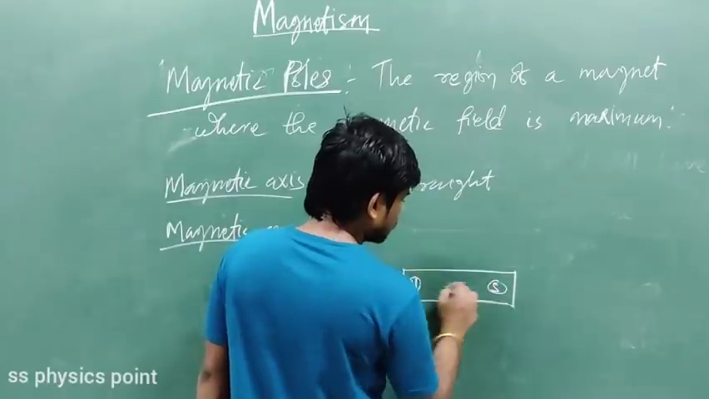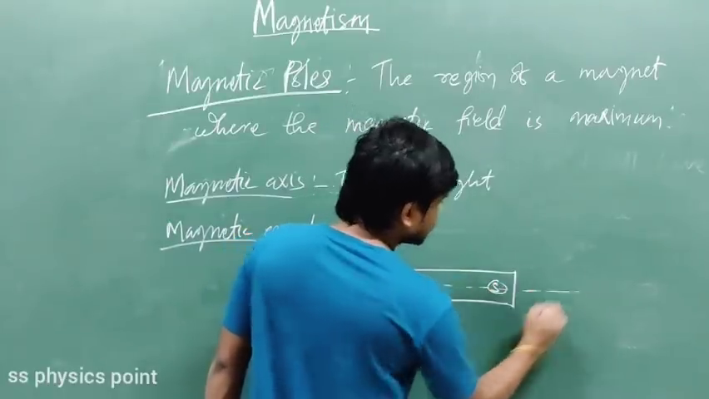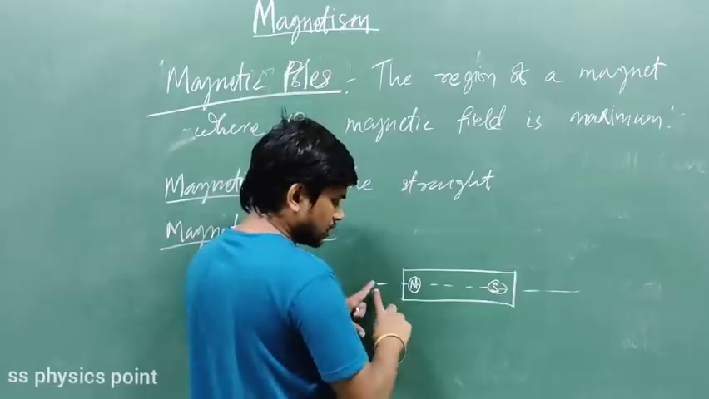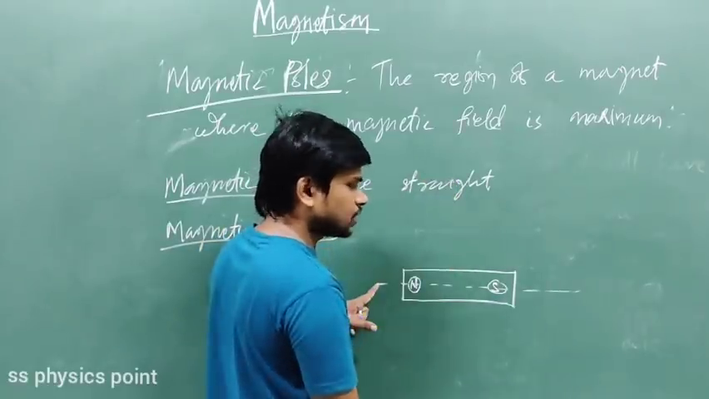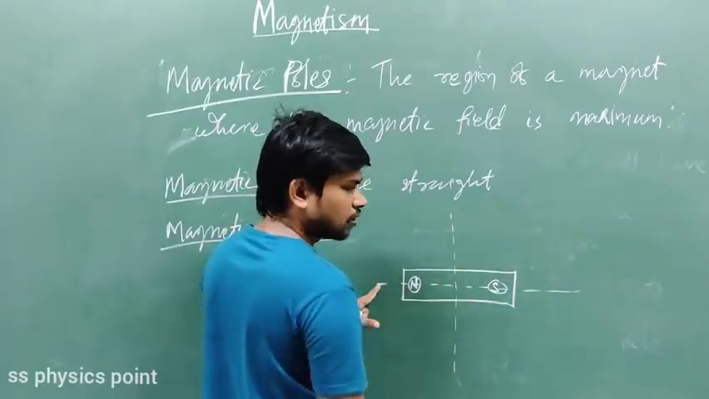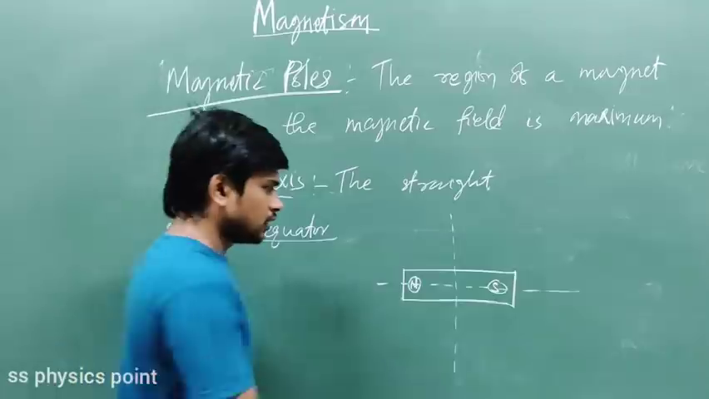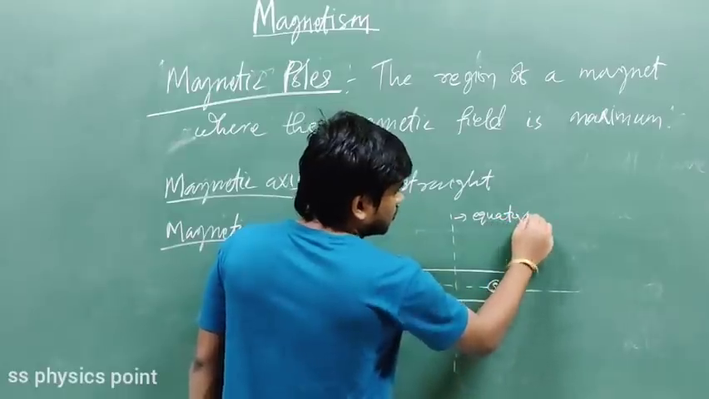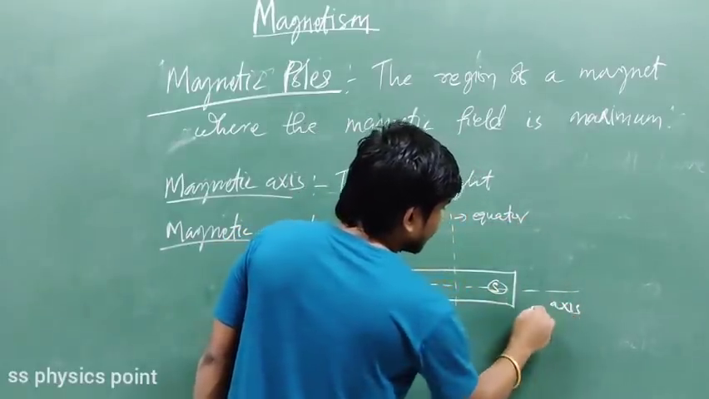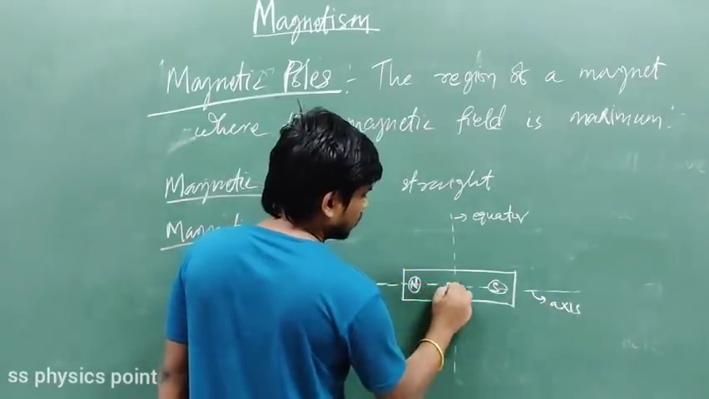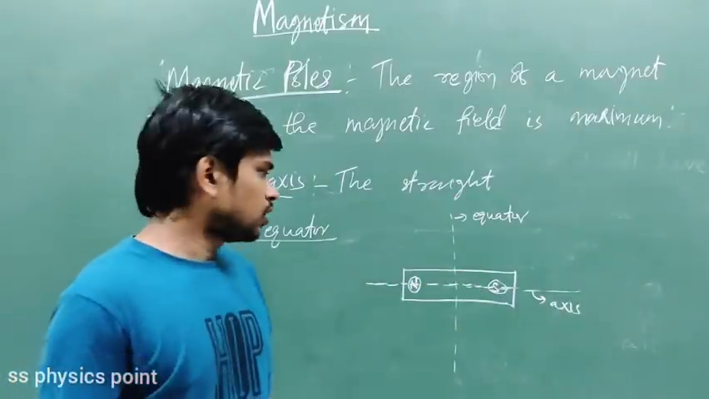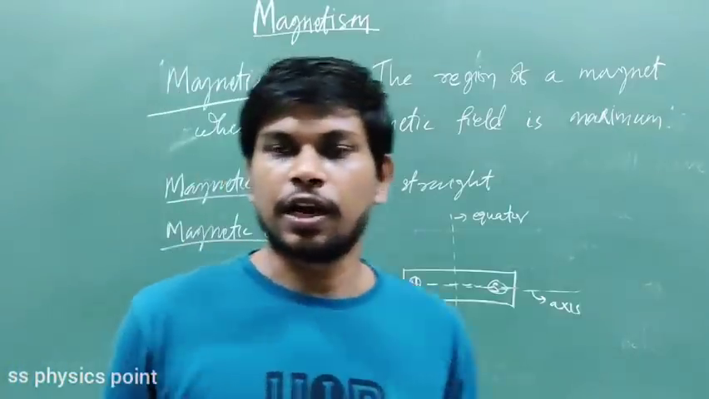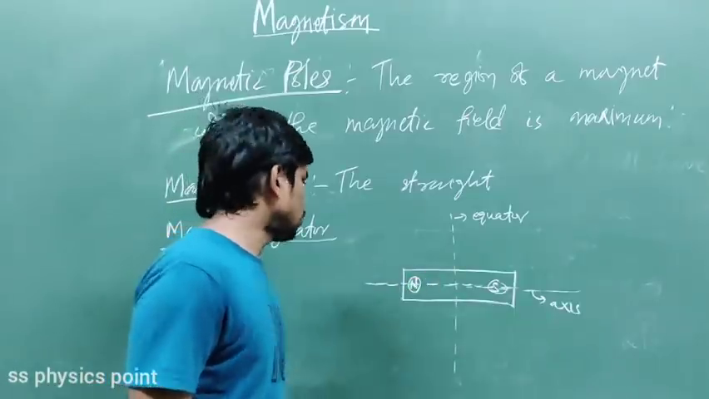This is the north pole, this is the south pole. This line is called the magnetic axis, the line joining the two poles, and the line perpendicular to the magnetic axis. This is the magnetic axis, so what will be perpendicular to it? The perpendicular will be like that, passing through the center of the magnet. This is called the equator. This line is called the axis, which is the line joining the two poles, and the magnetic equator means the line perpendicular to the magnetic axis and passing through the center of the magnet.